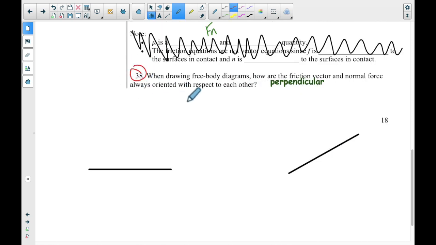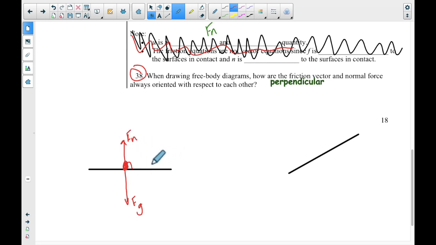Okay, let's take a look at number 38, which is where we're going to pick up. Skip the note above, don't worry about that. When drawing free body diagrams, how are the friction vector and the normal force vector always oriented with respect to each other? They're going to be perpendicular. So for instance, if we have the force of gravity working straight down, the normal force is always perpendicular to the surface that it's sitting on. So this is our normal force.